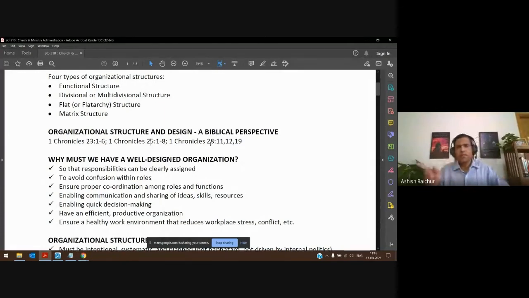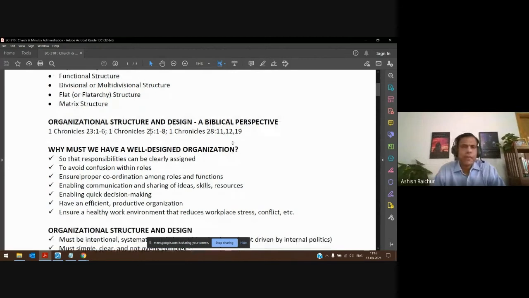In 1 Chronicles 28, when David talks about the plans for the temple he wanted Solomon to build, he says all these ideas and plans were given to me by the Holy Spirit. 1 Chronicles 28, verses 11, 12, and 19. So we can also work backwards and say, most likely it's the Holy Spirit who gave him all the ideas on how to organize the tabernacle and put people in place. Okay, so that's just one example of organizational structure and design we see in the Bible.